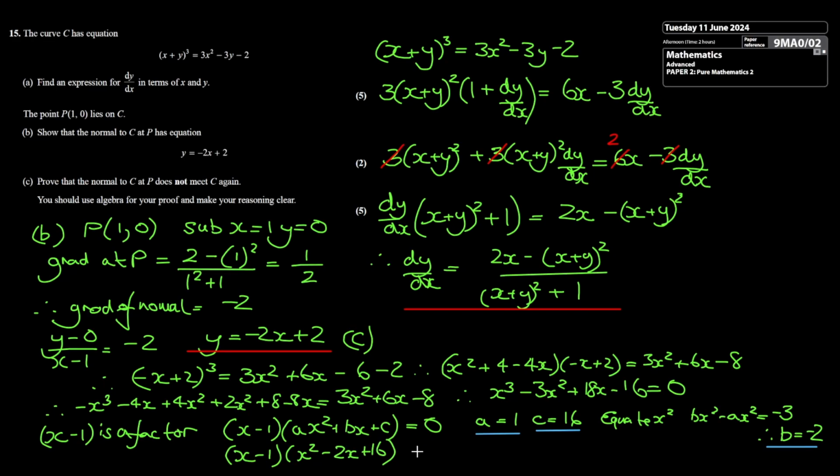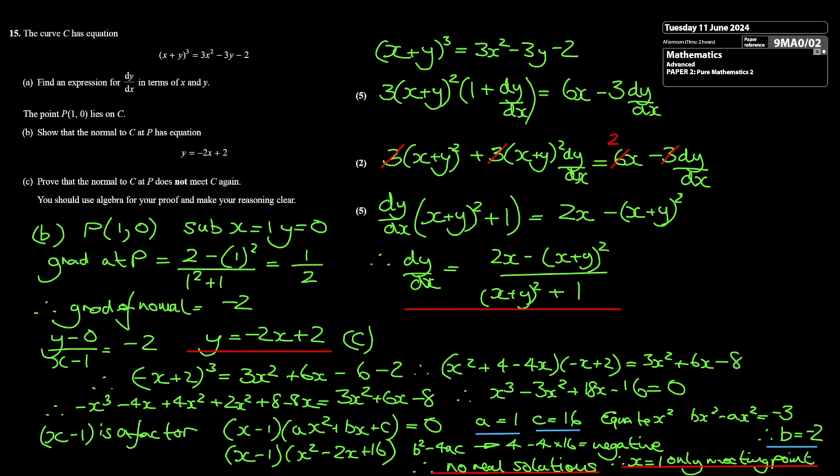Now we test the discriminant, which is b squared minus 4ac, and see how many solutions this gives us. b squared minus 4ac will give us 4 minus 4 multiplied by 16, which is negative. And if the discriminant is negative, we know there are no solutions. So we know therefore there are no real solutions of this quadratic. So x minus 1 gives the only solution for this equation. So therefore x is equal to 1 is the only meeting point. And that's the end of question 15.